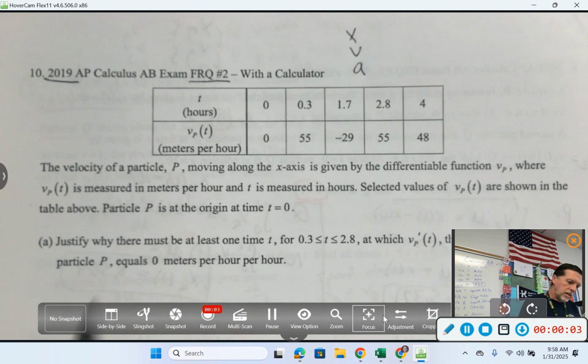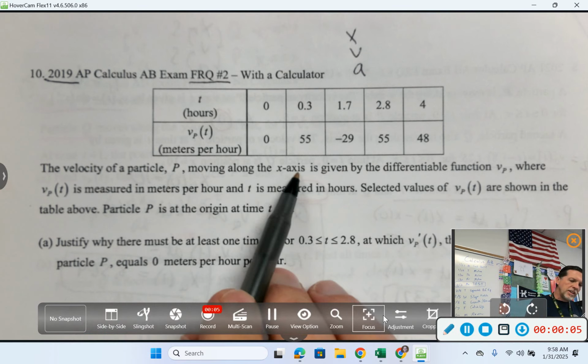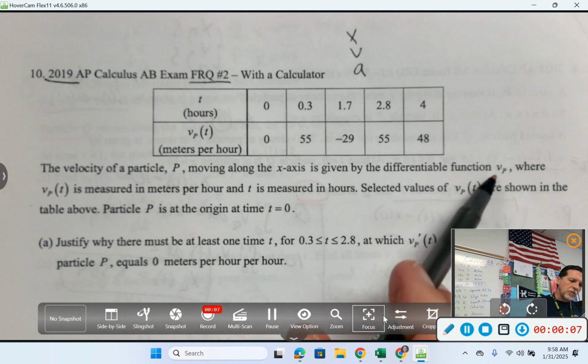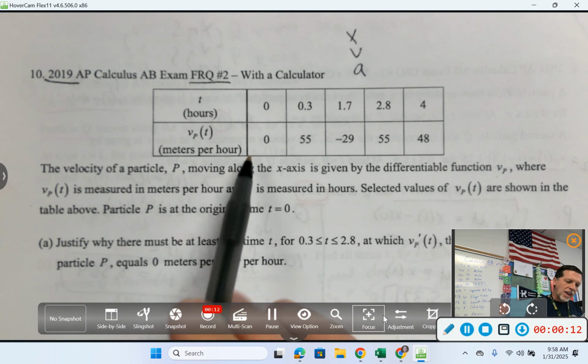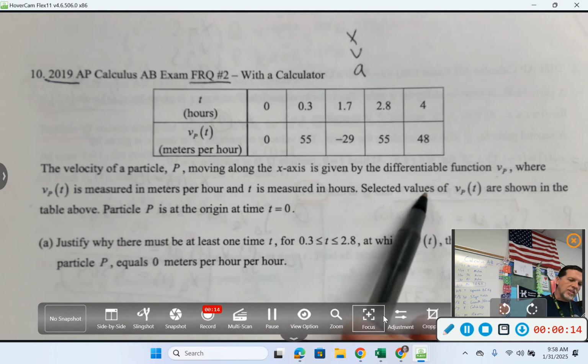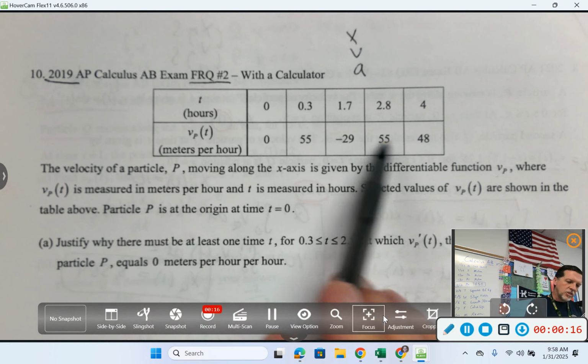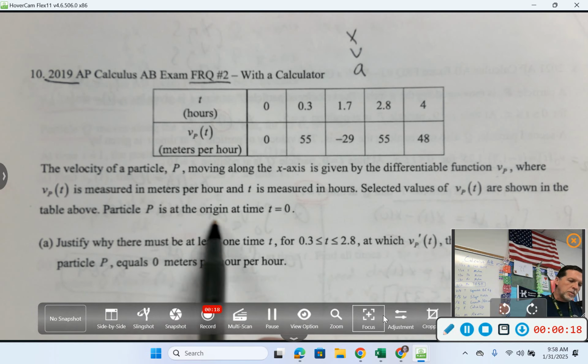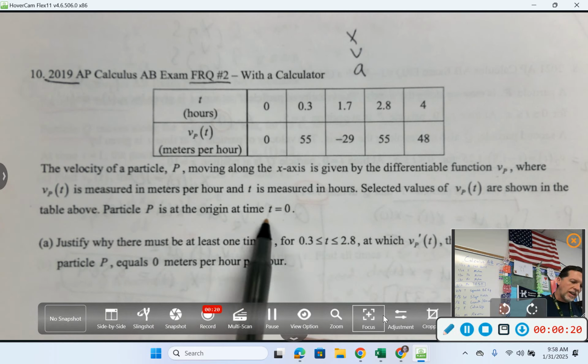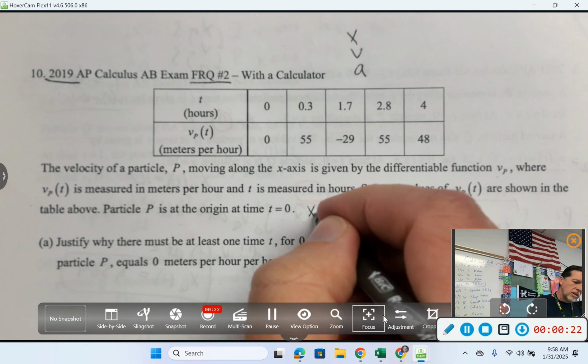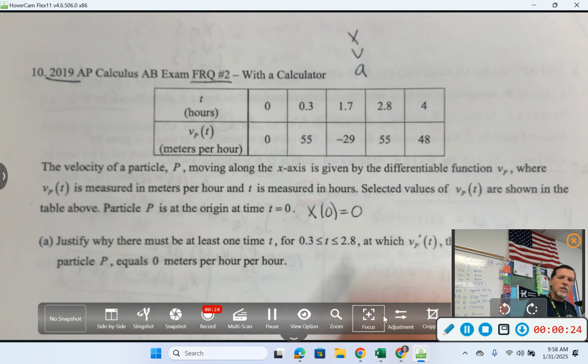Okay. Velocity of particle p moving along the x-axis is given by the differentiable function v. We don't have v, though. We just have a table. And selected values of that velocity are shown in the table. Particle p is at the origin at time equals 0. X of 0 equals 0. So it starts at the origin.